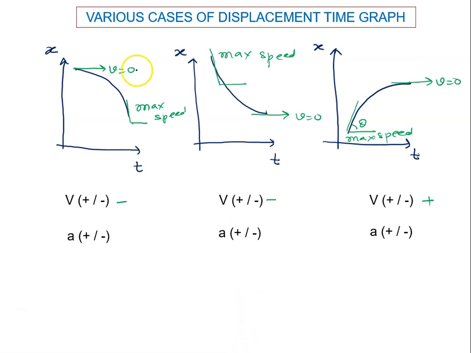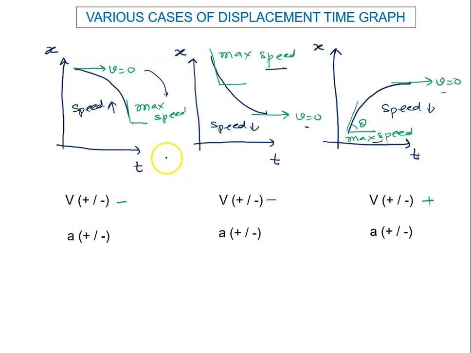Now look carefully, from 0 to maximum it means speed is increasing. In this situation, maximum speed to 0, it means speed is decreasing. And again in this situation, maximum to 0, it means speed is decreasing.